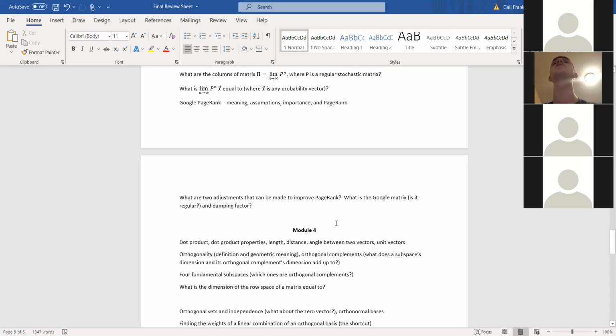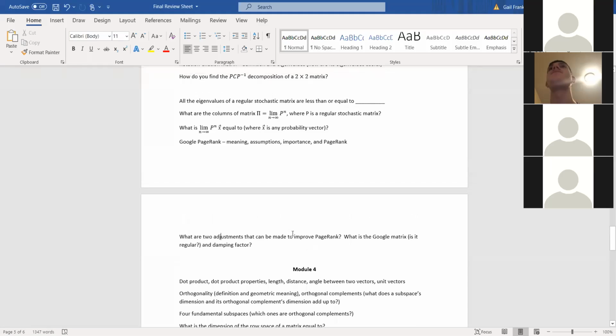Any questions on module 3? So are all the values of a regular stochastic matrix less than or equal to 1, or all the eigenvalues? All the eigenvalues, but actually both, because all the entries in each column must add up to 1 for it to be stochastic. Okay, thank you.